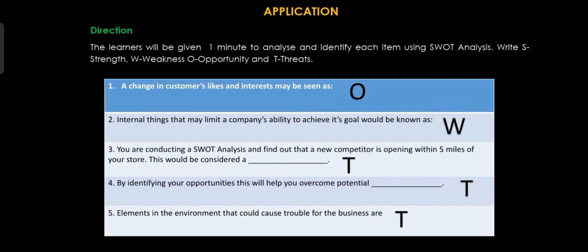Very good. Number 4, by identifying your opportunities, this will help you overcome potential threats. That is good. Number 5, elements in the environment that could cause trouble for the business are, yes, very good, that is also a threat.